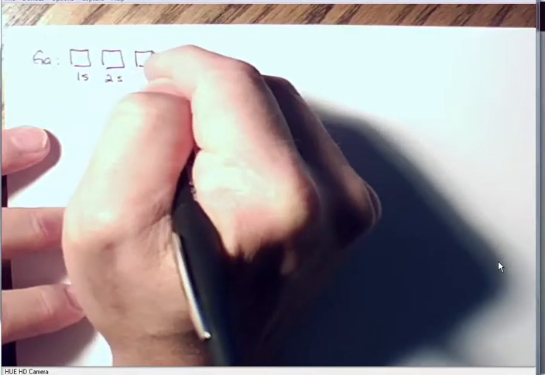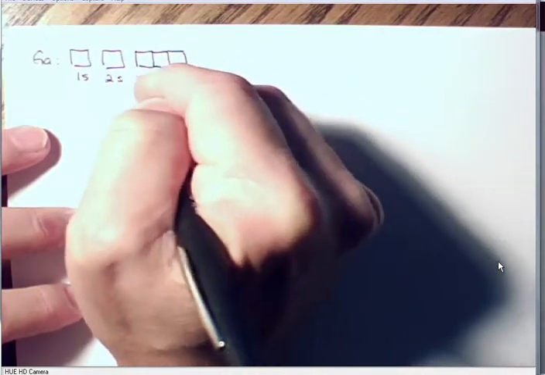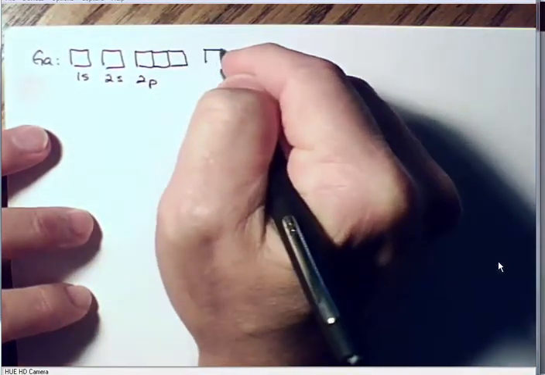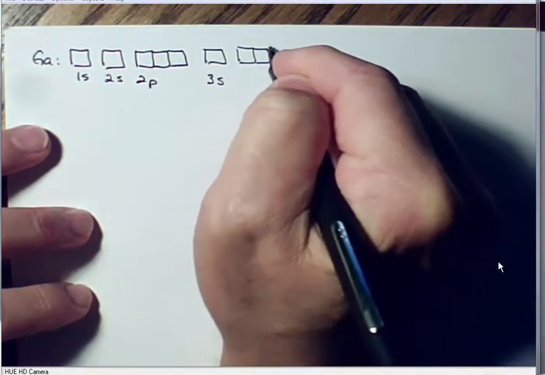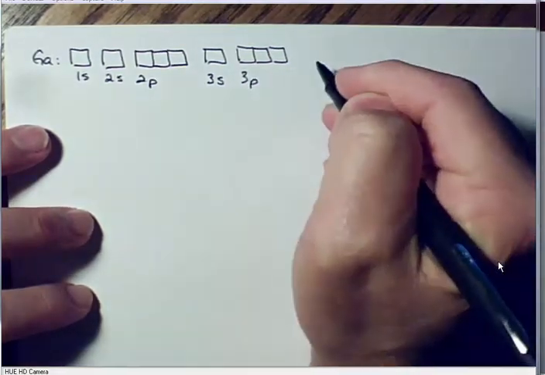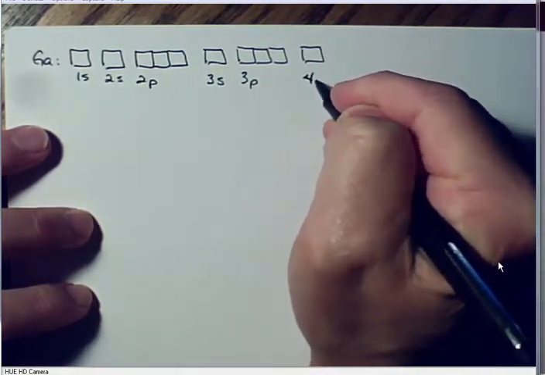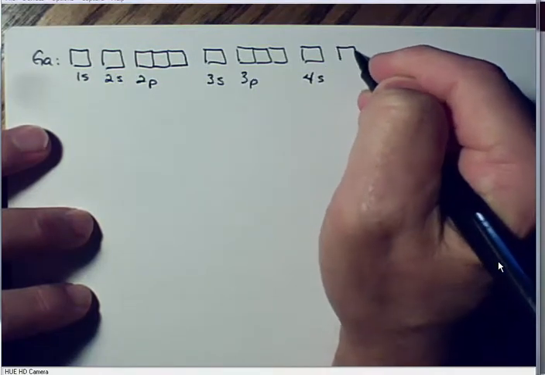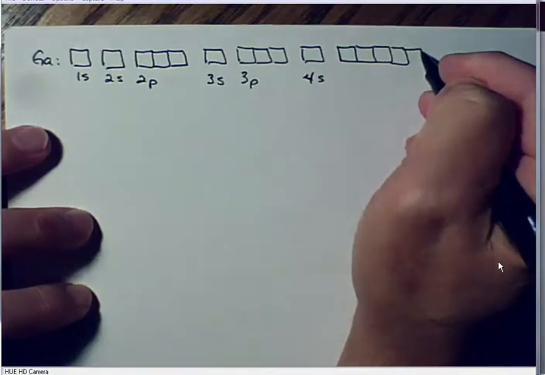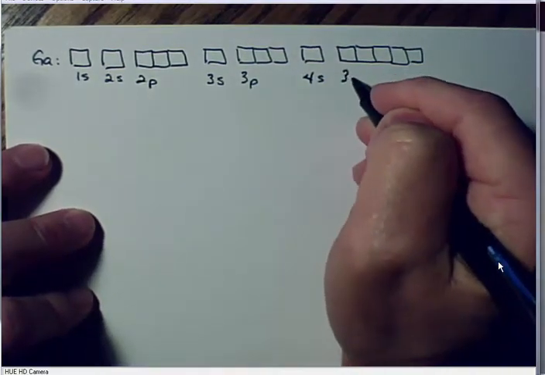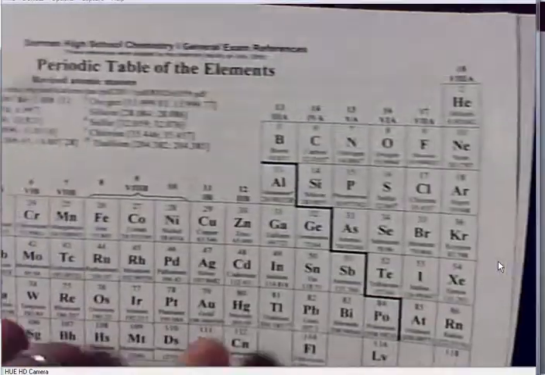So let's see, we got 1s, 2s, 2p, 3s, 3p, 4s. Then you drop back 1 when you get into the D sublevel region. And there's 5 orbitals there. That's 3d. And so we're almost to gallium.